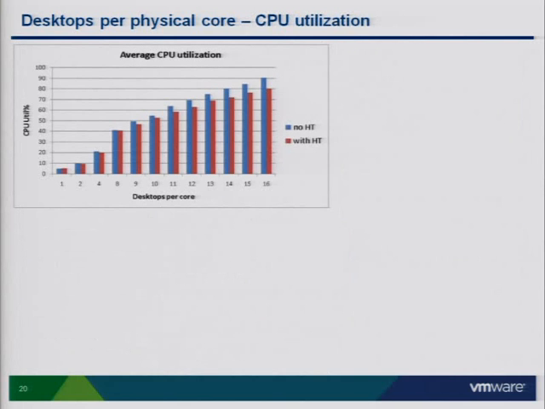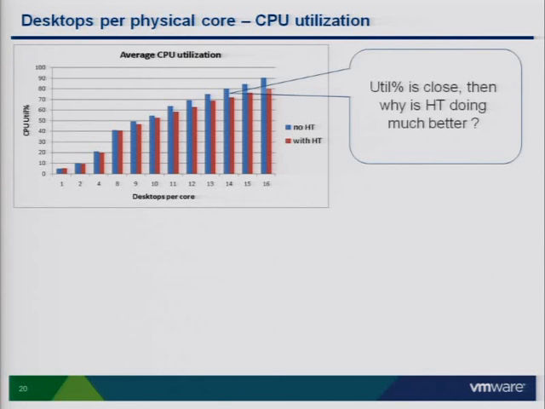We used our favorite tool, ESXTop, to measure the average CPU utilization of the CPU core when we ran ViewPlanner. The average CPU utilization is plotted here. The blue one is no hyperthreading. The red one is with hyperthreading. For the 14 VM case, for which hyperthreading passed and no hyperthreading failed, the average CPU utilization is very close. It's not too different. So why did hyperthreading do so much better?